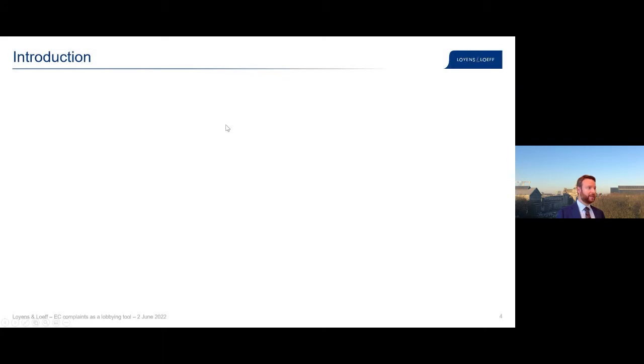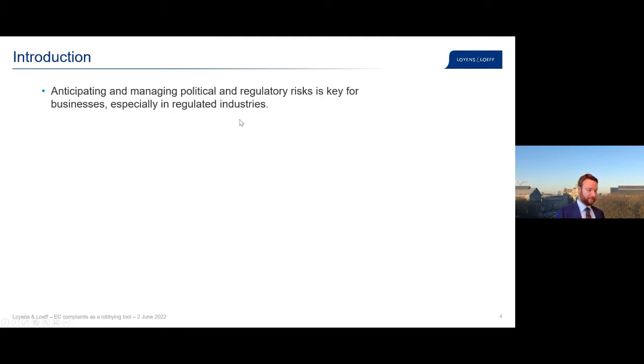So how to make the EU or the European Commission your ally in your lobbying campaign? I think many of you are working in companies that are part of regulated industries, and you all know very well how political and regulatory risks affect the success of your business, and therefore anticipating and managing these risks is really key for your businesses.